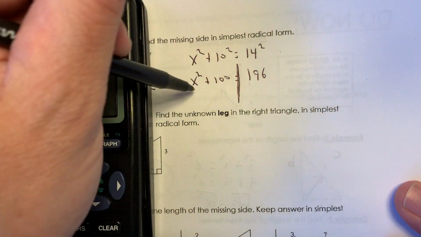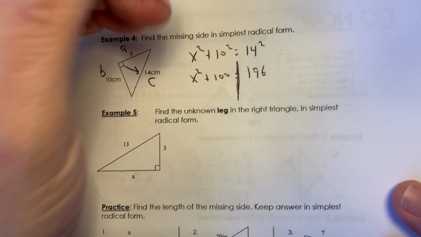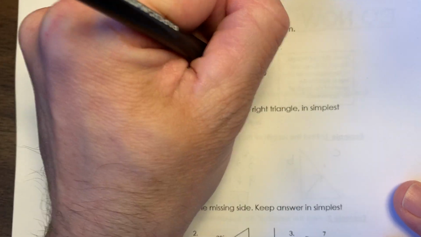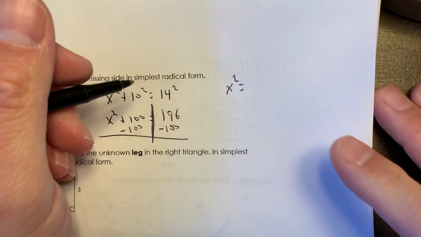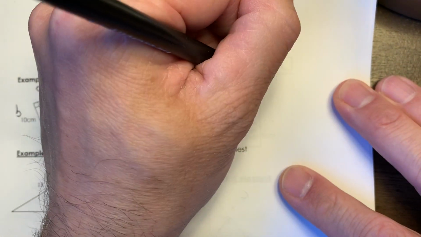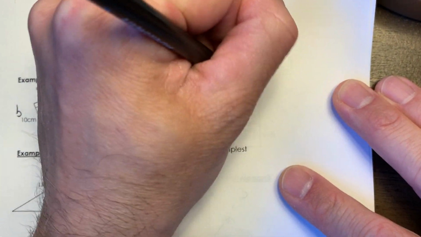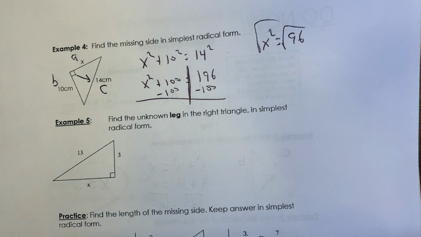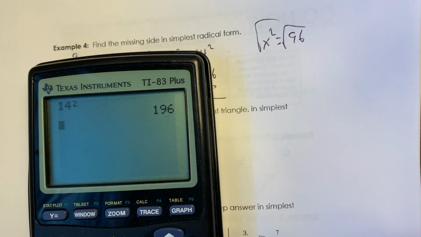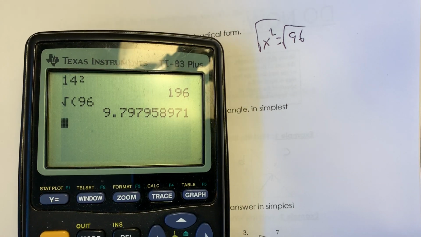Remember, this is an equation. When x is on the same side when you're adding, we got to subtract 100. Subtract 100. Don't have any room, I'm going to write it up here. X squared equals 196 minus 100 is 96. Square root. The square root of 96 is a nasty decimal.